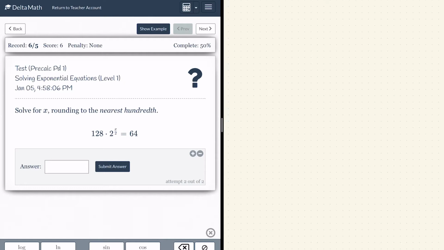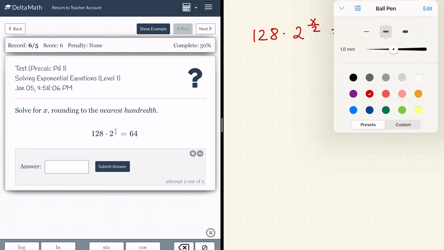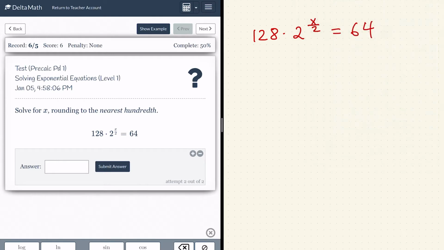We're going to do an example of solving exponential equations level 1, where we can rewrite the equation as a common base. And then I'm going to do this problem again where we use logs, even though logs is not necessary. So our equation is 128 times 2 to the power of x over 2 is 64. So what we can do is convert 128 and 64 in terms of base 2.